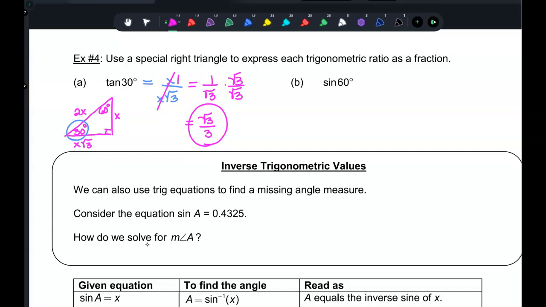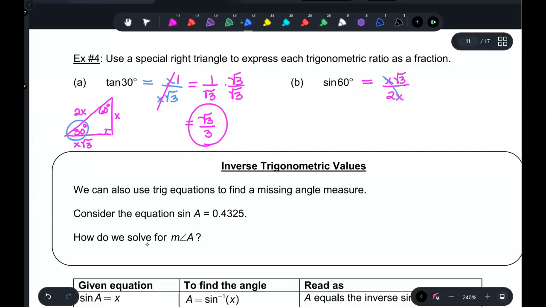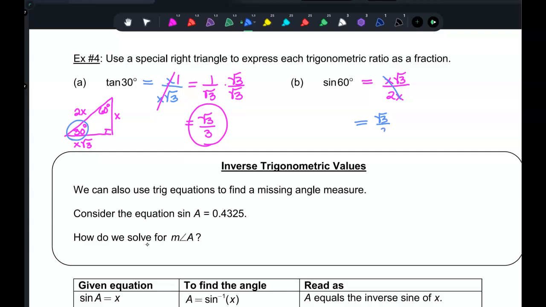All right, now sine of 60 degrees. I could either draw my picture over again, or I can just look over here. Sine is opposite over hypotenuse. So what's opposite of 60? X root 3 over 2x. And what's going to happen with the x's? We're going to cancel. It's root 3 over 2.